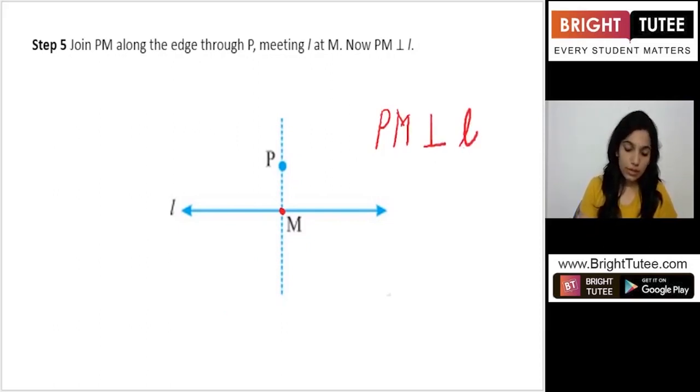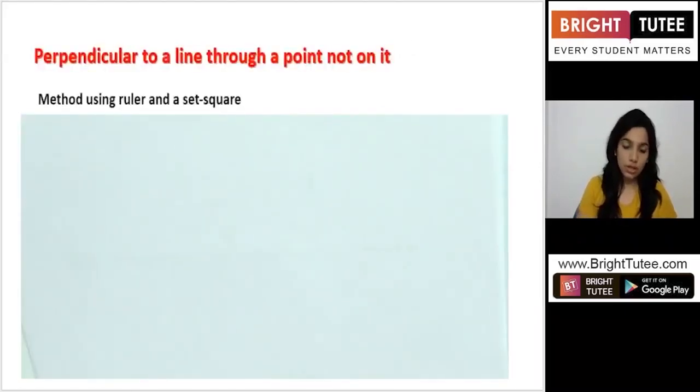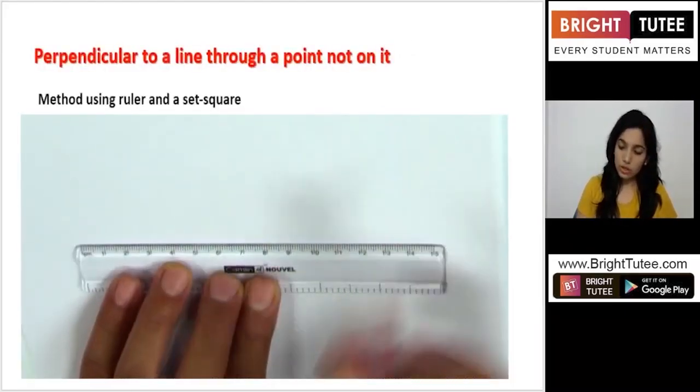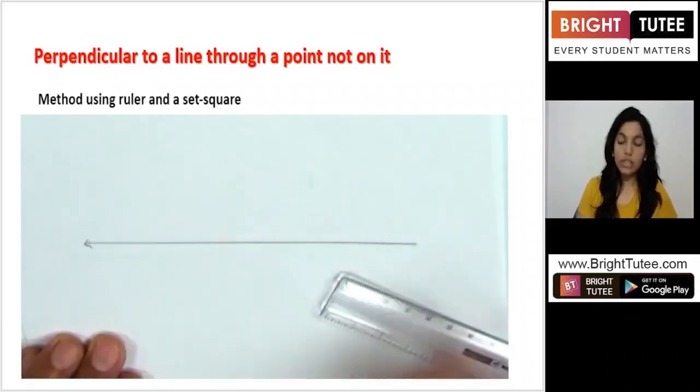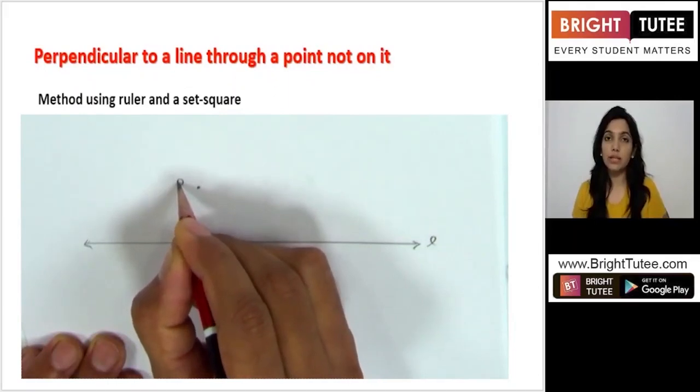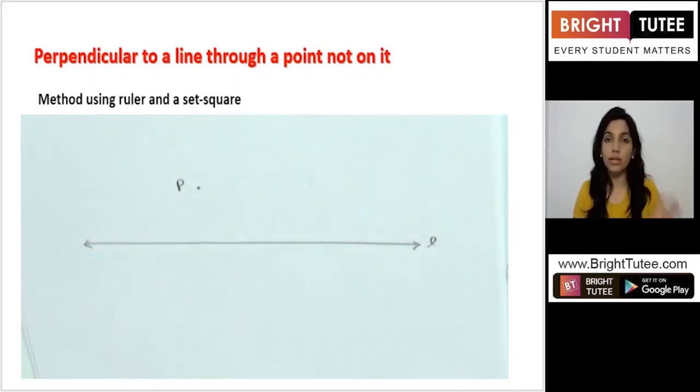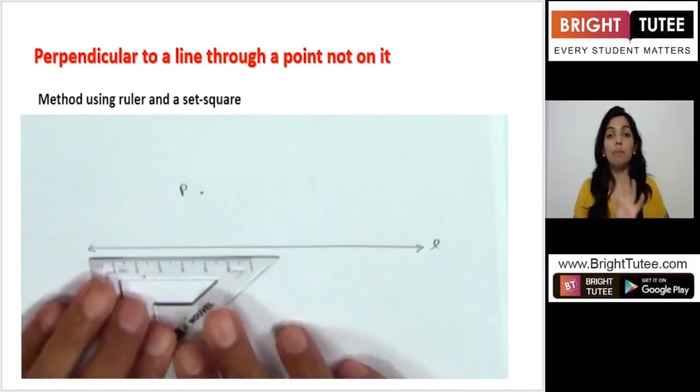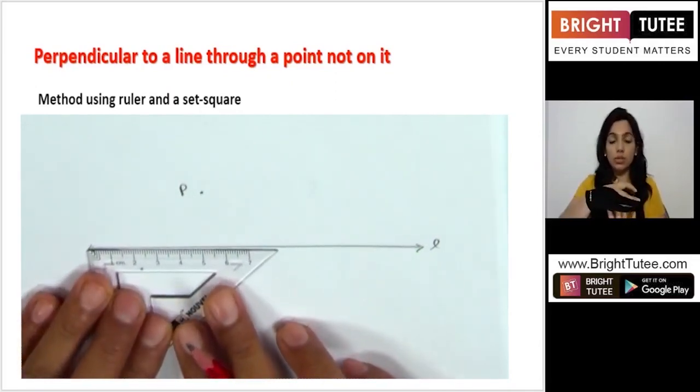Let us quickly revise what we have just learnt about this. So the first point is, we need to make a line. We need to mark a point P anywhere outside the line. Okay, it should not be on the line. Anywhere it is allowed. Then the next step is, we place the set square along the line here.